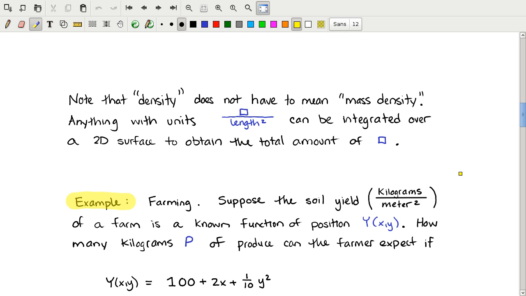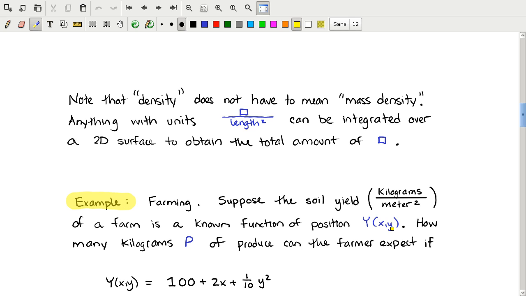This is farming. Suppose you have a farm, and the farm has different kinds of soil at different parts of the farm, and you have measured over the years and determined that the different parts of the farm produce different crop yields, measured in kilograms of wheat or corn or whatever per meter squared. So suppose you know this function. You've done some measurements, some testing, you have experience, and you know that this yield function, as a function of x and y on your farm, is some known function.